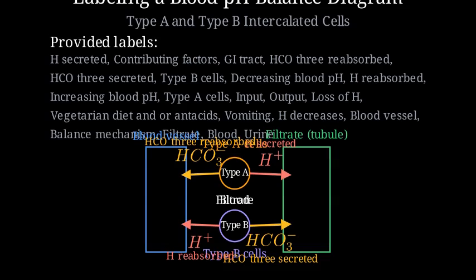Now let's add the flow direction of filtrate and urine. The tubule side is the input and output of fluid. At the bottom of the tubule, we can label it as urine, which is the final output.